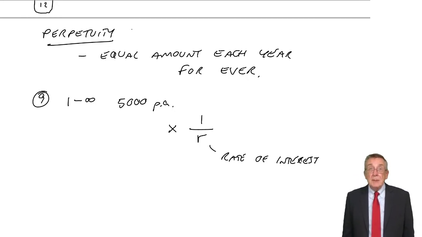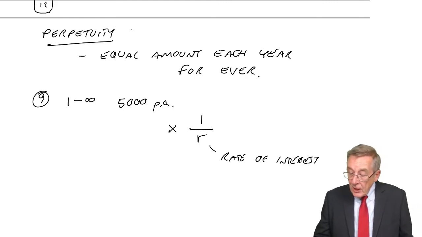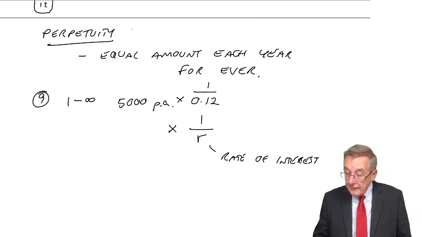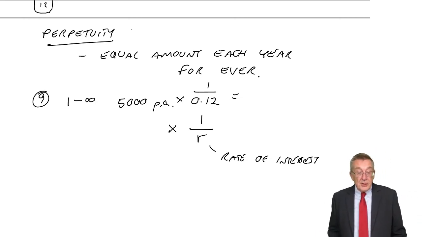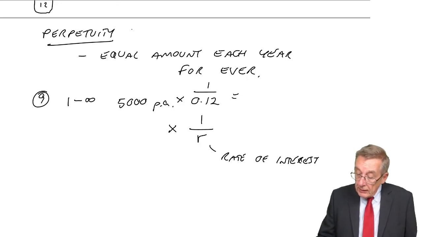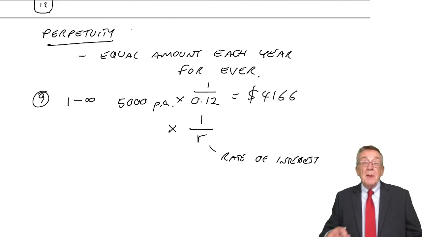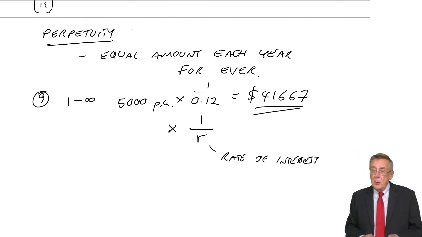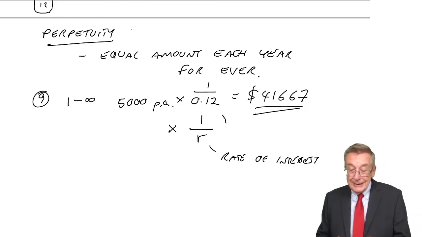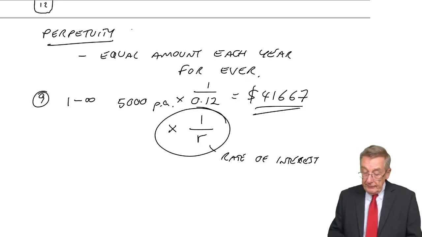And so let's do it for this example before I explain why it is. 1 over R, it's 12%, so 1 over 0.12. And multiplying by 1 over 0.12 is the same as dividing by 0.12. 5,000 divided by 0.12. Is it right? 5,000 divided by 0.12. Yes, it is 41,667 to the nearest dollar. So that's the one bit you've got to learn, but that is an easy formula, 1 over R. If you're wondering why, I mean, in the exam you don't wonder, you just do it.